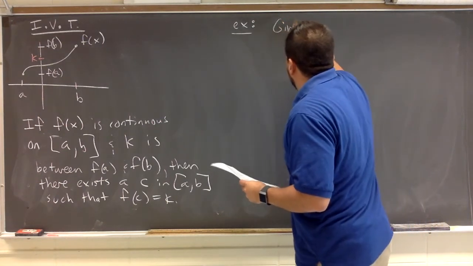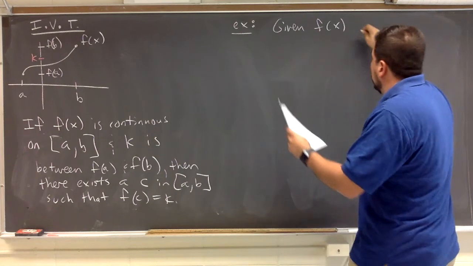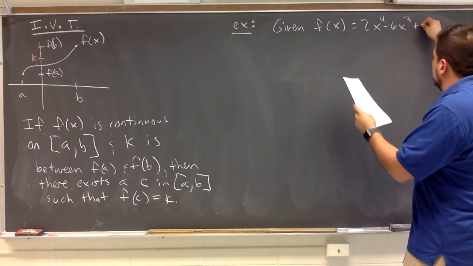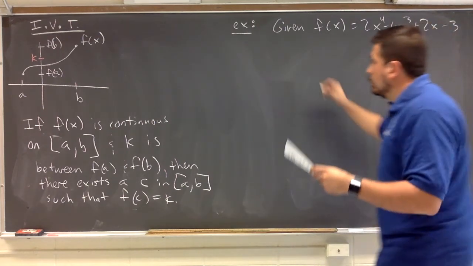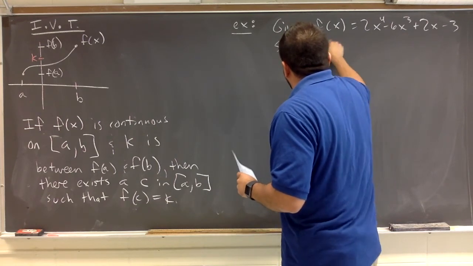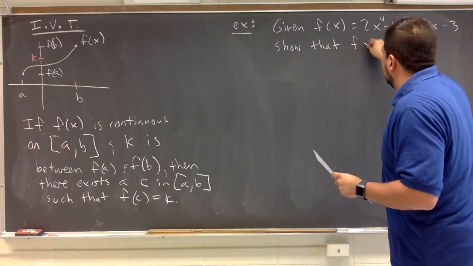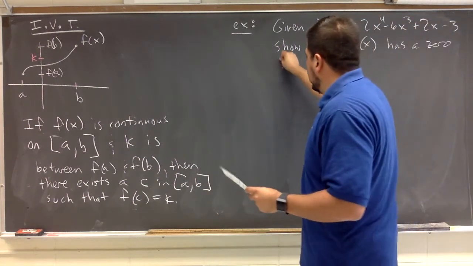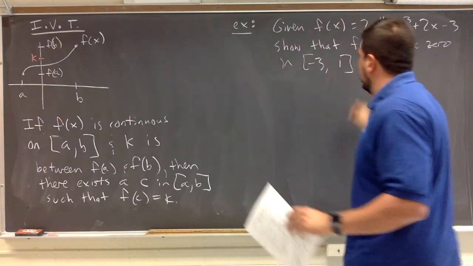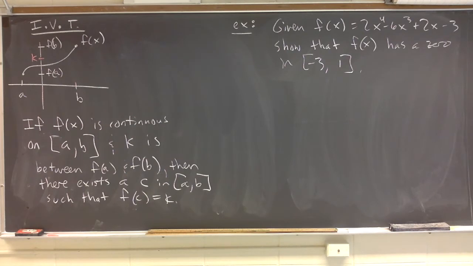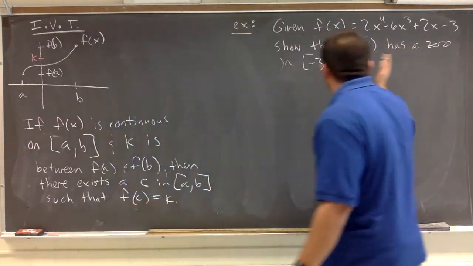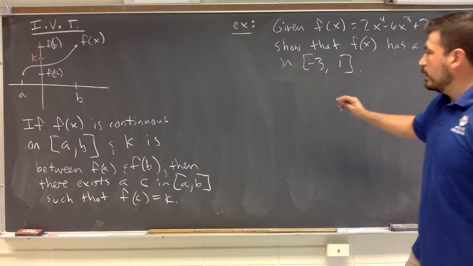All right, and here's how you would use that. Given f of x equals 2x to the fourth minus 6x cubed plus 2x minus 3, show that f of x has a 0 in the interval from -3 to 1. So how do we show that we're going to hit 0 somewhere between -3 and 1? First, we find out what these boundaries are. My left boundary is -3 and my right boundary is 1, so I'm going to plug those in.